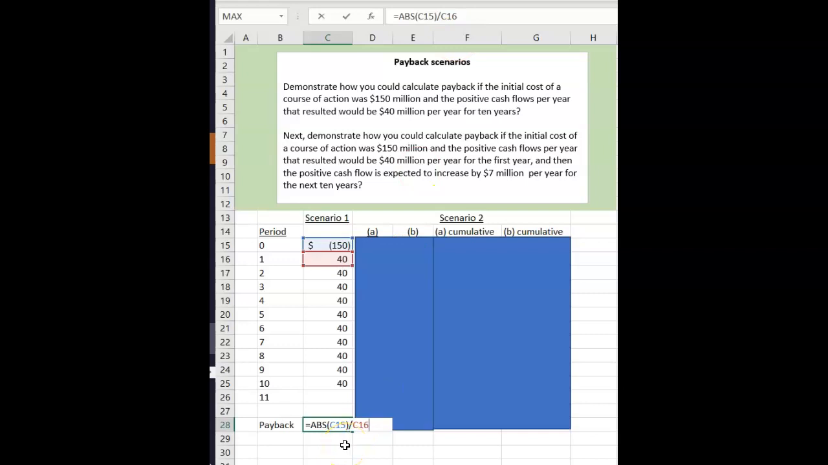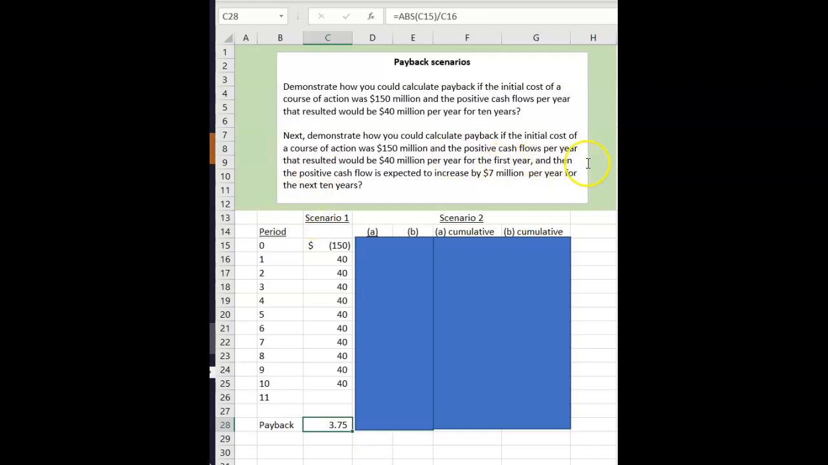And divide it by the positive cash flows for the future years. Okay, so if you put that in, hit enter, you get 3.75. Very simple. And that formula will work when the cash flows are constant, and we see all of these are 40 million per year. So the cash flows are constant. The payback is 3.75 years.